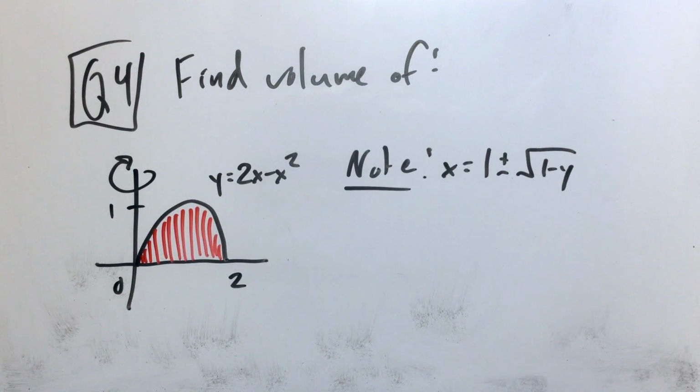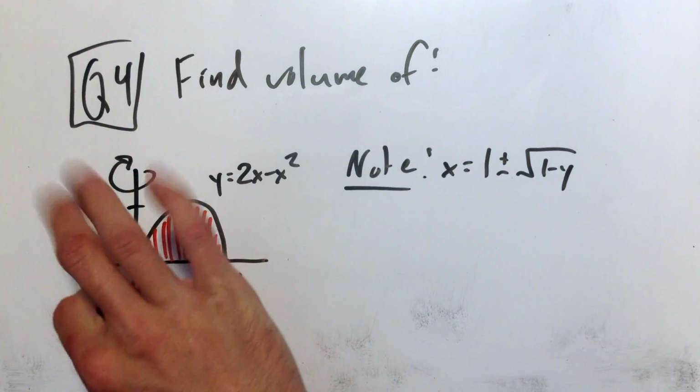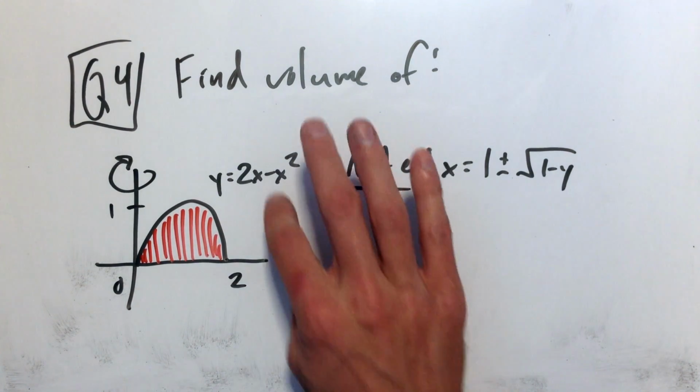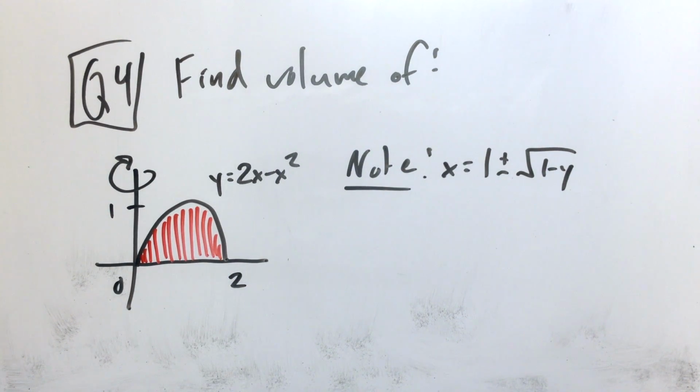Okay, question 4. Let's find the volume of the solid that's generated by rotating this region, which is bounded by y equal to 2x minus x squared and the x-axis about the y-axis. And I'd like to note that this region lies between y equal to 0 and y equal to 1, and also that if you solve for x, you get x is equal to 1 plus or minus the square root of 1 minus y when you solve here. So this will give you your two functions of y. Figure out which one is bigger than the other. Go ahead.